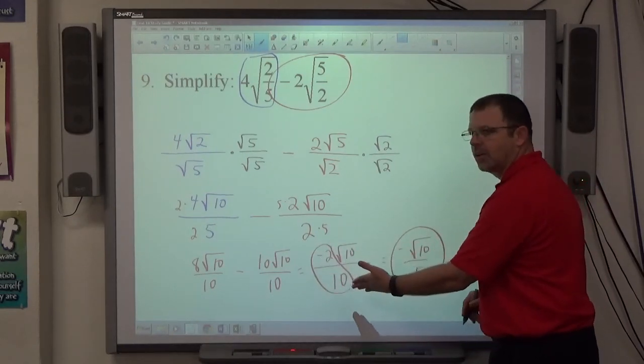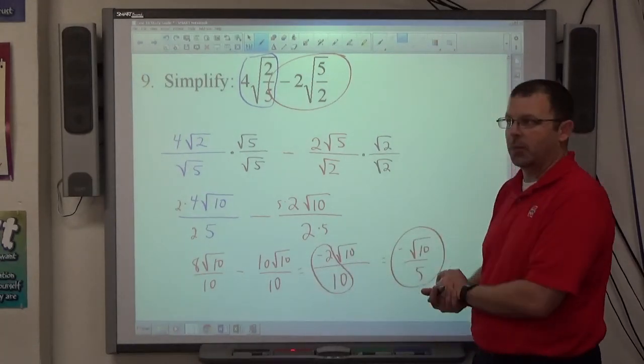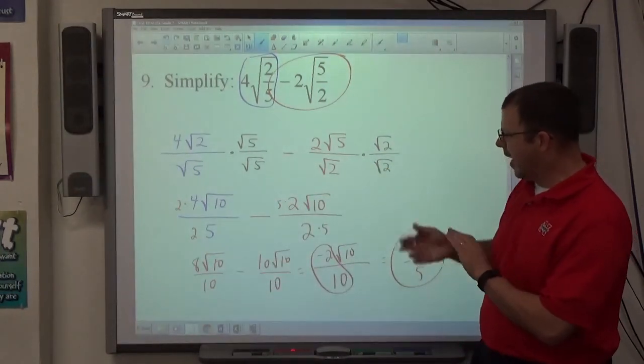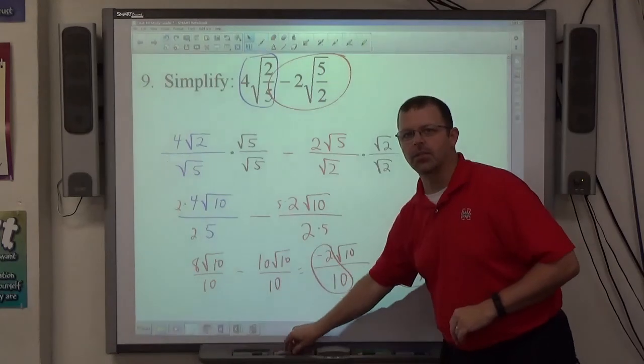Outside the radical, you're allowed to do things like normal. Inside the radical, you get what you get. So once you get 10s here, it just stays square root of 10 all the way through. The outside numbers are what create the rest of the answer.